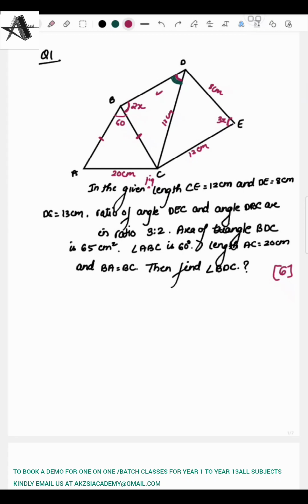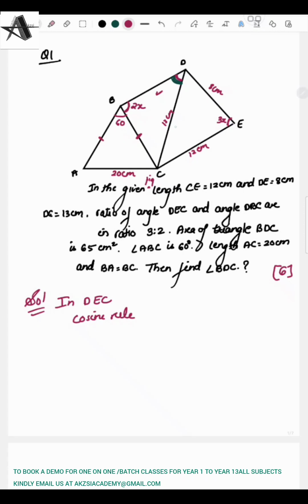Because the ratio of angle DEC and angle DBC is given, the important thing is we need to calculate this angle. So I'm starting from here. In triangle DEC, I am applying the cosine rule. Why? Because all 3 sides are given. If all 3 sides are given and there is no consideration of angle and you have to calculate an angle, obviously you have to go for the cosine rule.